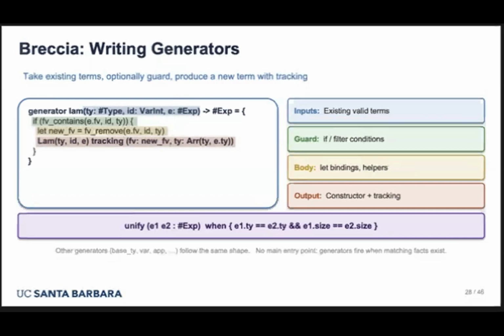The purple strip down here on the bottom is our unify directive in the DSL. This is what's taking care of the equality saturation. The user can define what they want to equate and how they want to equate it. In this example, we're saying that two expressions that have the same type and the same size should be in the same equivalence class.